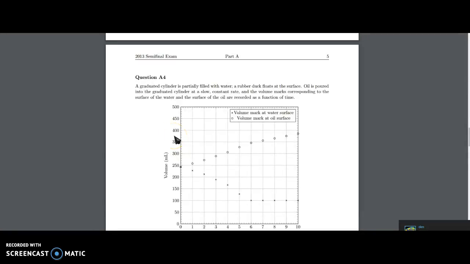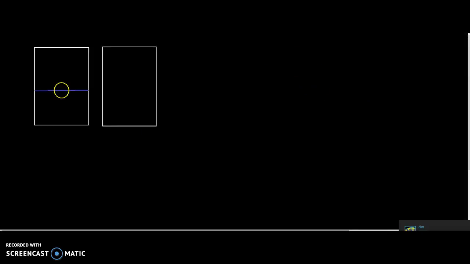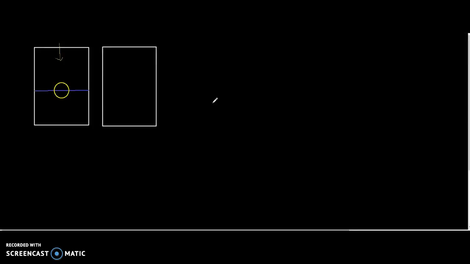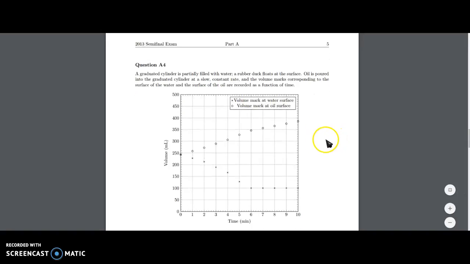And what happens is the oil is going to be poured into this container. There's going to be oil poured into the container at a slow and constant rate. And before we draw the final state, let's take a look at the scatter plot.